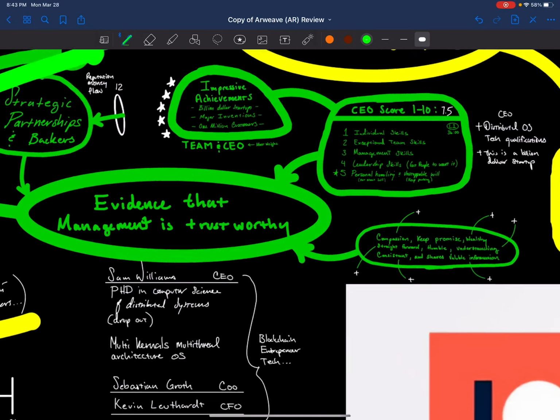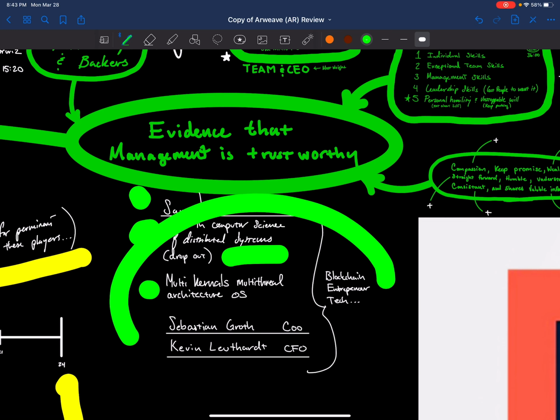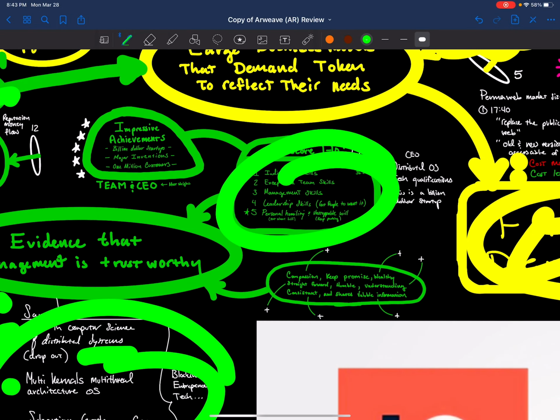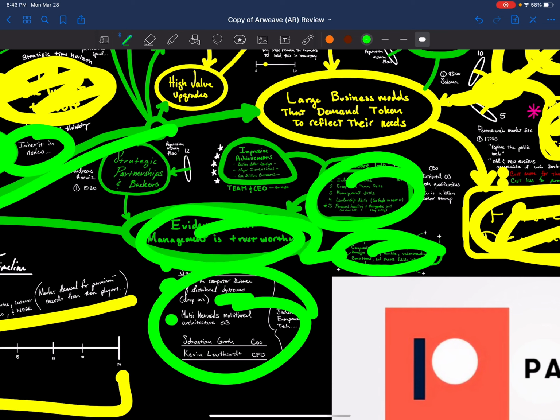All right. Regarding the team, Sam Williams is the CEO, and he was pursuing a PhD in computer science, and he dropped out of it. It was in distributed systems and multi-kernel, multi-threaded architecture. So he has a computer background, so these people are relevant. And I put a strong CEO score because they carried this thing to a $1 billion entity, and it did get serviced by Solana and some of those entities. So the team is trustworthy in that sense.